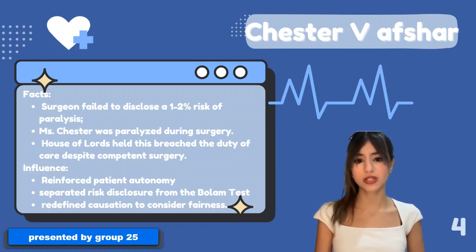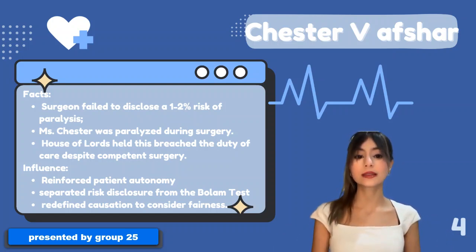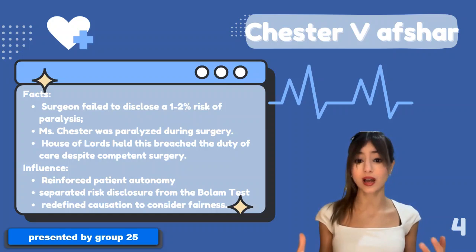By failing to warn Ms. Chester of the small but serious risk of paralysis, the doctor deprived her of the opportunity to weigh up those risks for herself. This lack of disclosure interfered with her autonomy, her ability to make an informed decision about her own body and health.